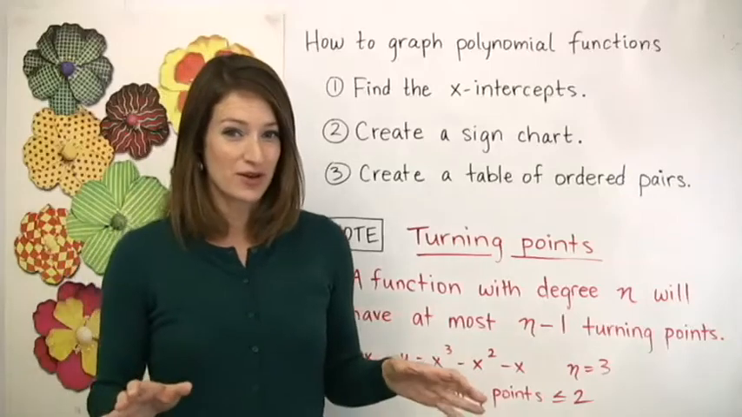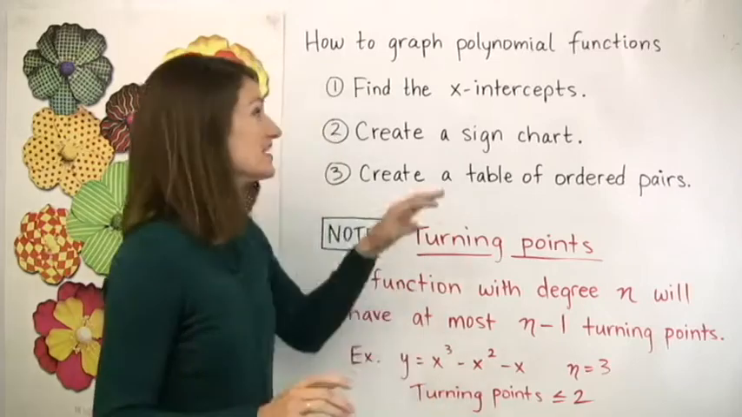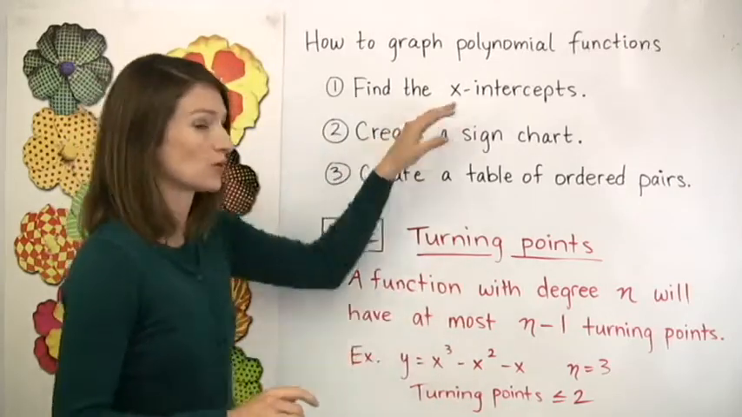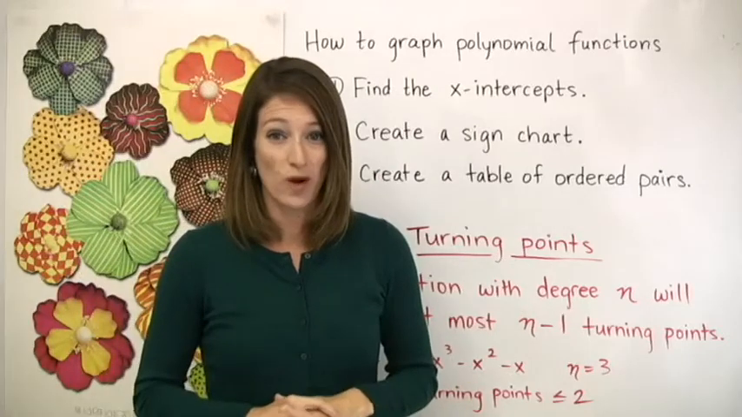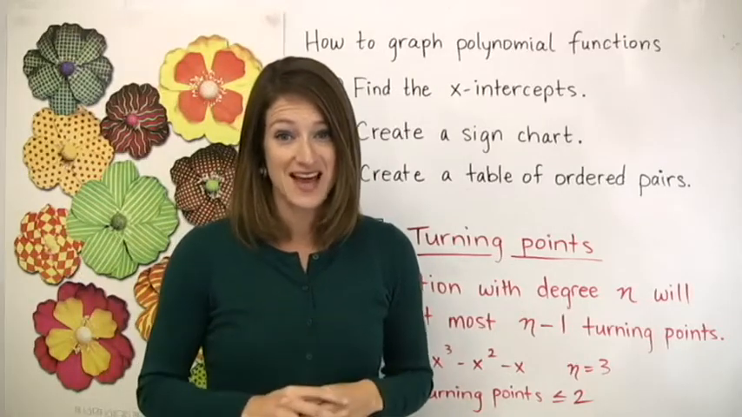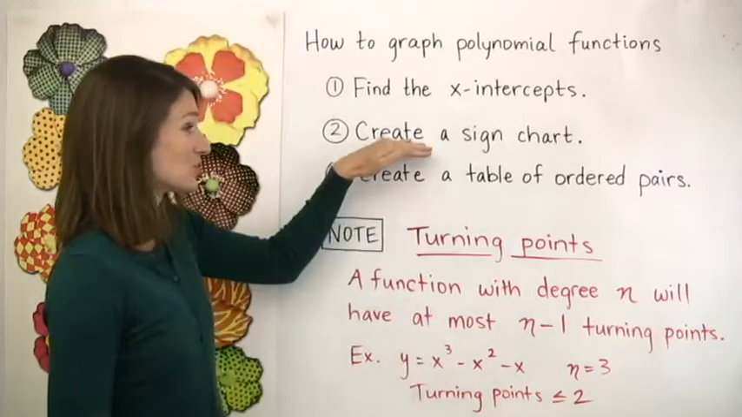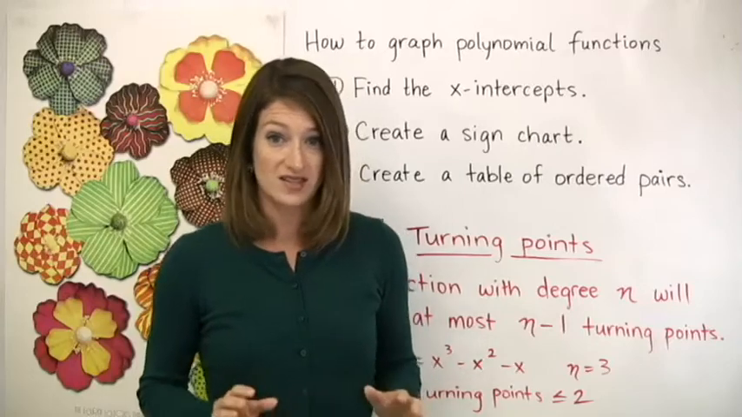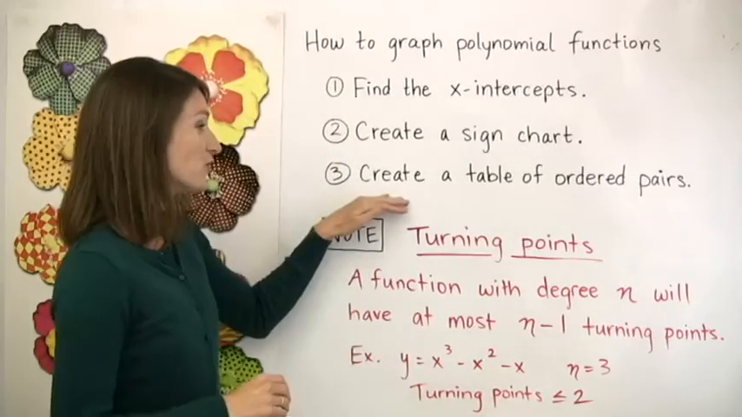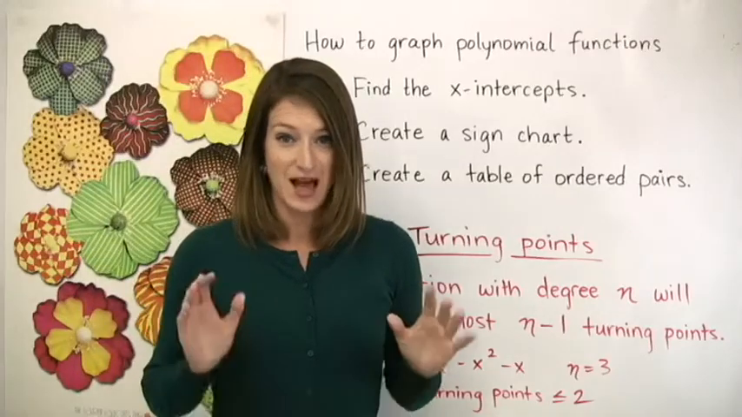To graph polynomial functions, we need to do three things. The first of which is to find the x-intercepts. So we're going to set our function equal to 0 because the x-intercepts are where that graph crosses the x-axis and the y values are 0. The second is to create a sign chart so we can tell whether those y values are positive or negative. The third is to create a table of ordered pairs which will fill in the gaps and help us graph our function.